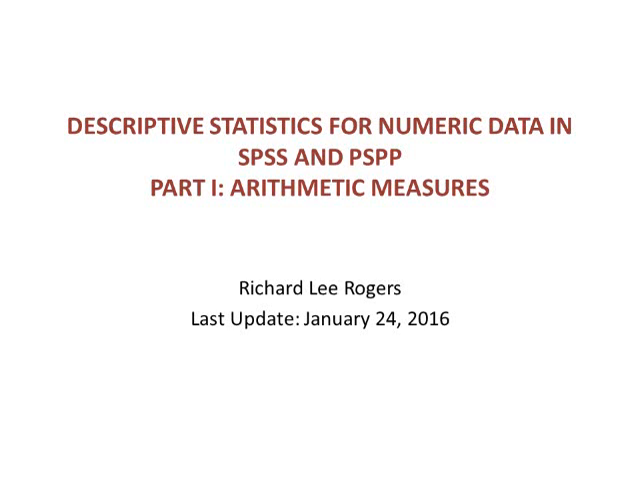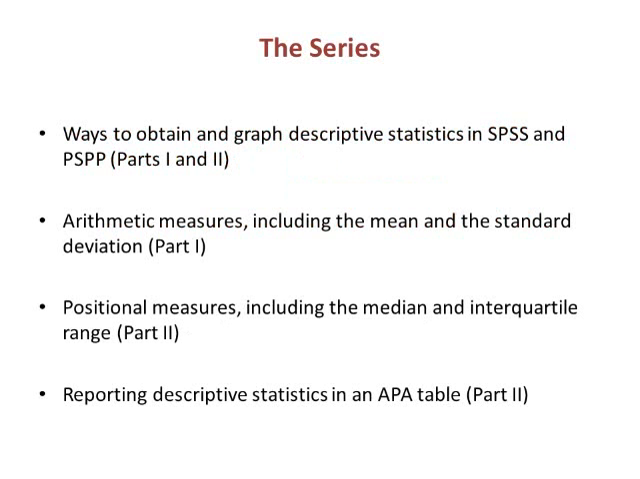This is Professor Rogers. This presentation is the first video in a two-part series on univariate descriptive statistics in the analysis of numeric variables. Across the two videos, we look at how to get these statistics in SPSS and PSPP. We take a look at two different types of numeric descriptive statistics, arithmetic and positional. We close the second video with how to report descriptive statistics in APA-style tables.